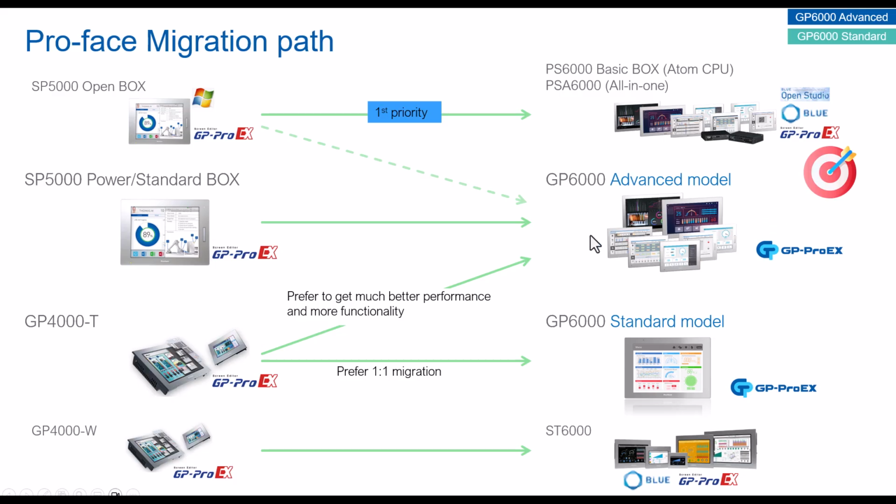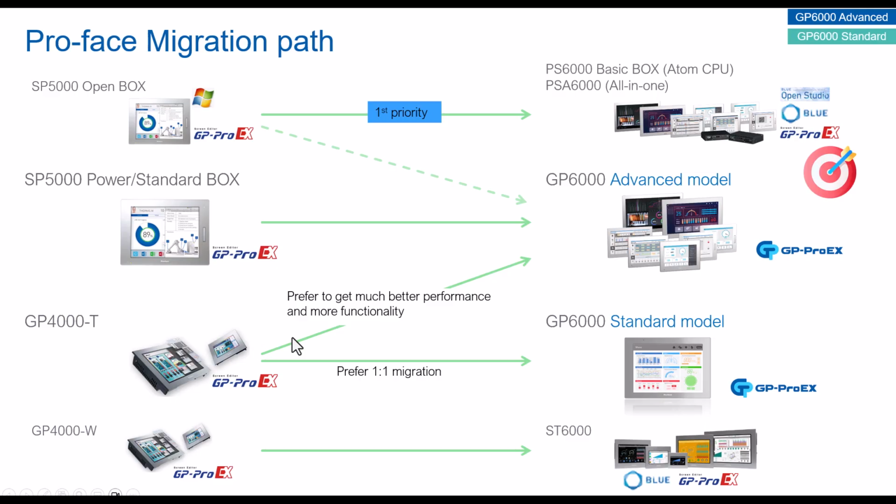The next migration is the SP5000 Power and Standard box, and then basically that's where we're targeting this GP6000 advanced model from this webinar. That's the typical migration path. And you also see there's a dotted line. If you wanted to get away from Windows, you could of course migrate these applications into these fixed, non-Windows GP6000s.